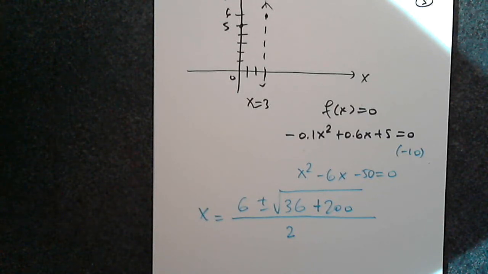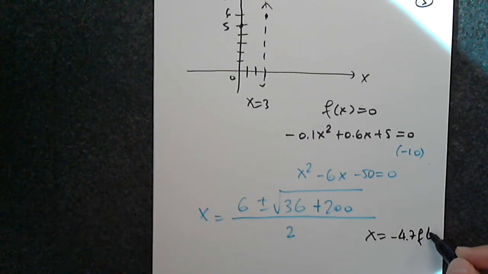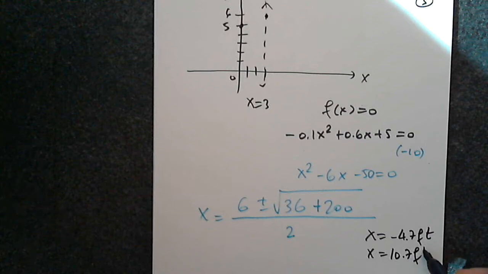The other solution will be with a negative. I will override the positive. It's easier with a calculator than with this software. So negative 4.6, negative 4.7, I would say. So x equals negative 4.7 feet, unacceptable, and x equals 10.7 feet.